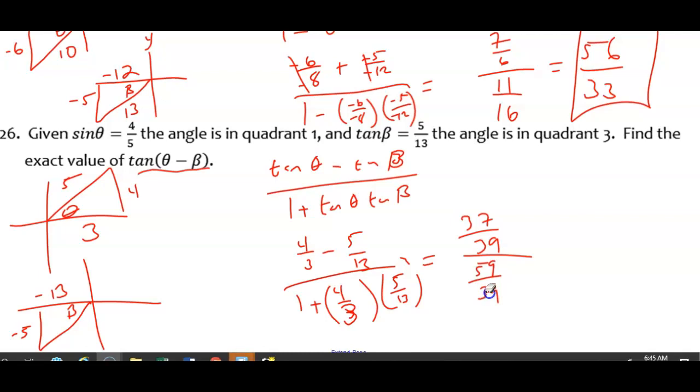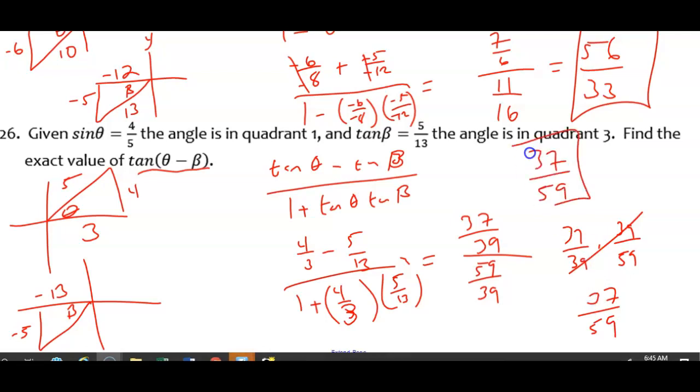All right. So now, this one, I'm going to just keep change, flip this one. So 37 over 39 times 39 over 59. See, that's why I keep change, flip this one. It gives me 37 over 59. So 37 over 59. Right there. Or you could just, again, punch that in your calculator, math fraction. Right there. Okay.